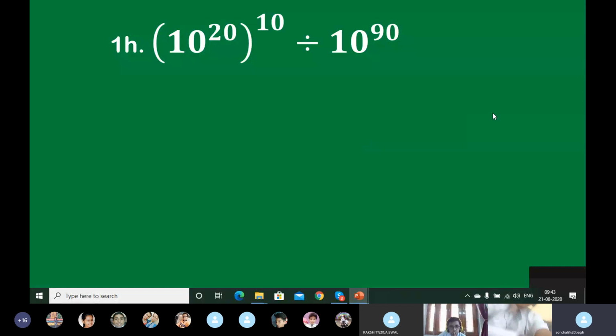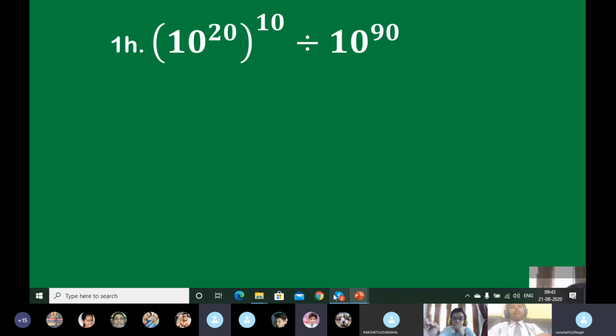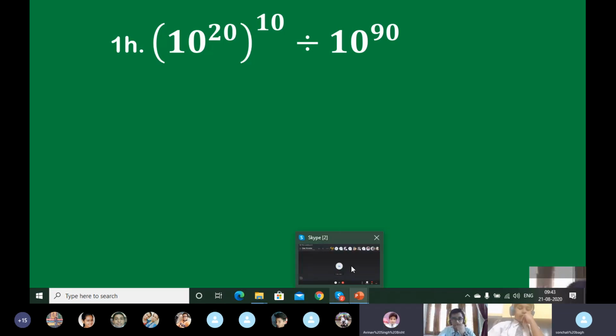Now, tell me what we will do in this question. 10 to the power 20 whole to the power 10 divided by 10 to the power 90. Ma'am, we have to multiply 20 into 10, and then apply the division method, with powers of the same base, minus 30 into 90.